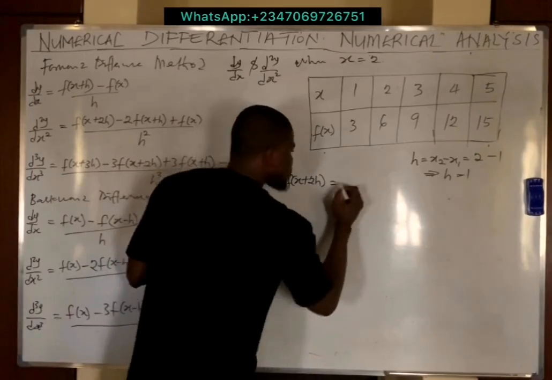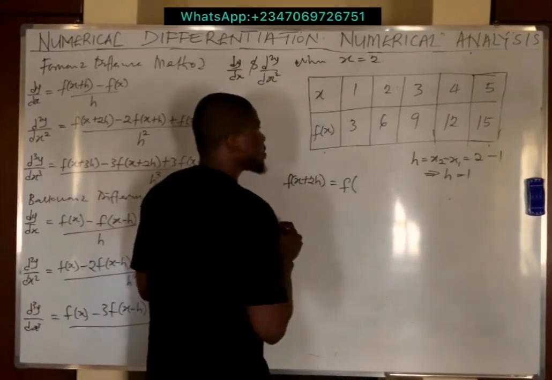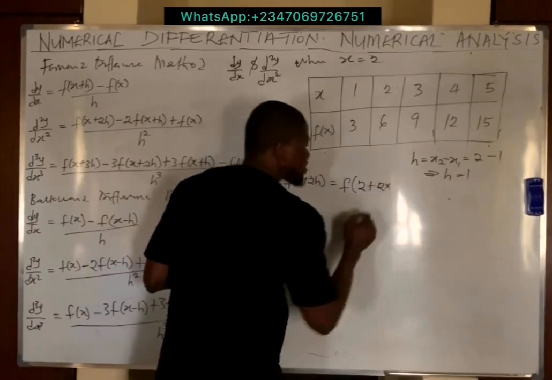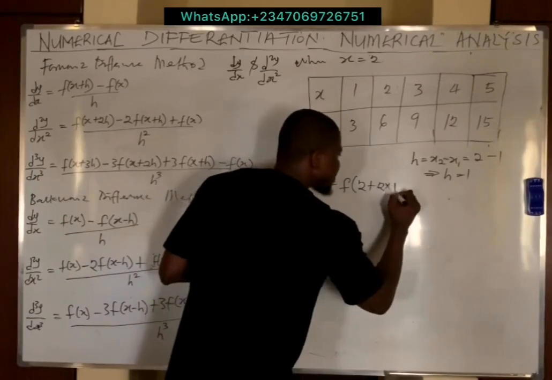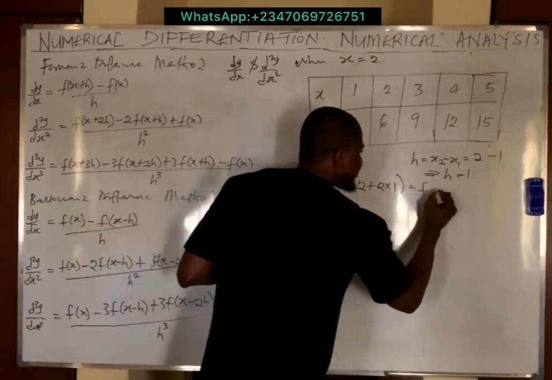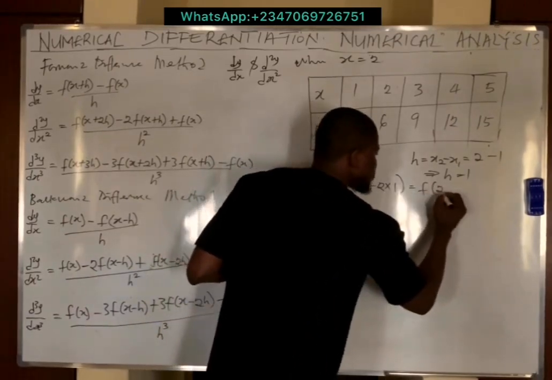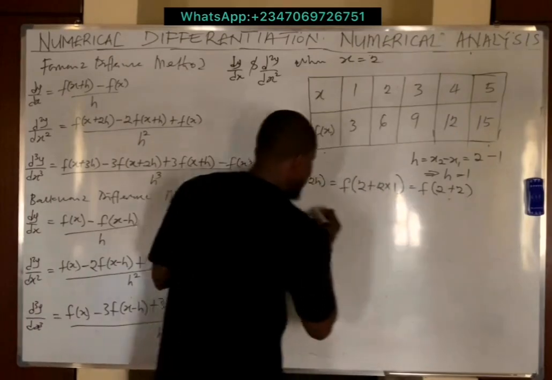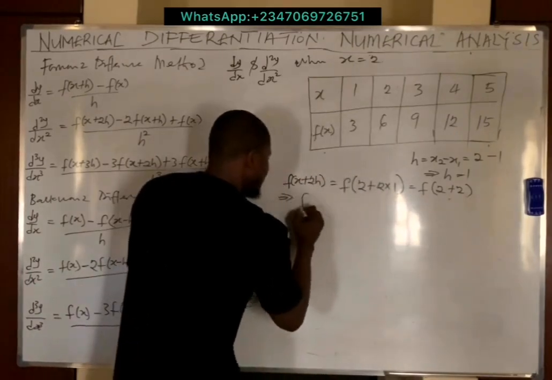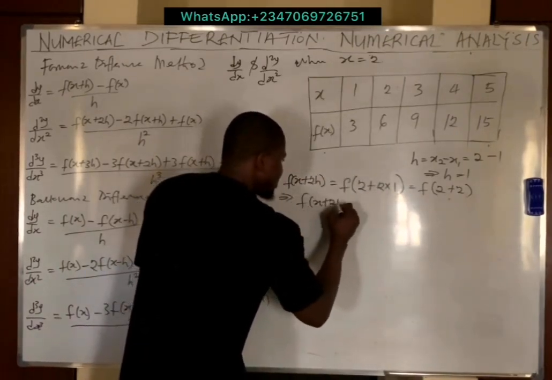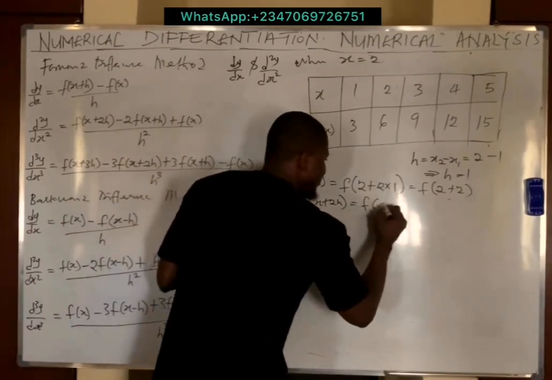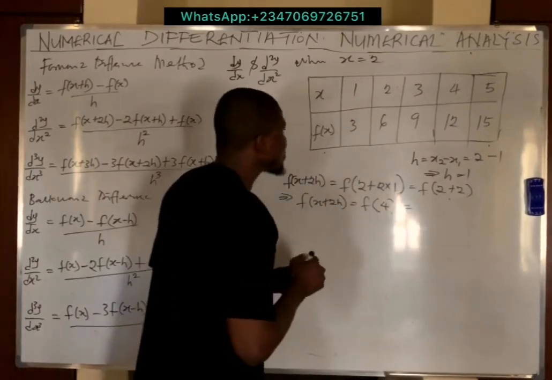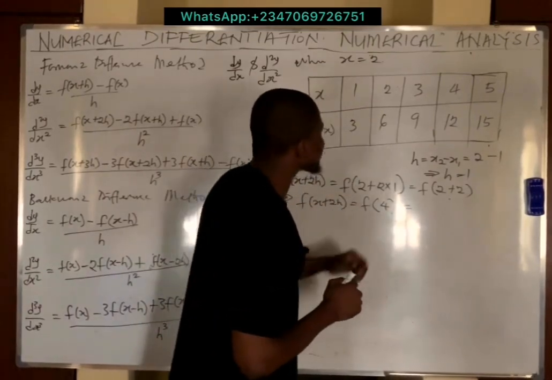This is equal to f of x, where x now is the point of interest for the question, which is 2, plus 2 times h, where the step size is 1. So this is 2 plus 2 times 1, which is 2 plus 2. So this simply implies that f of x plus 2h is actually f of 4, because 2 plus 2 here is 4. So you go to the table, when x is equal to 4.